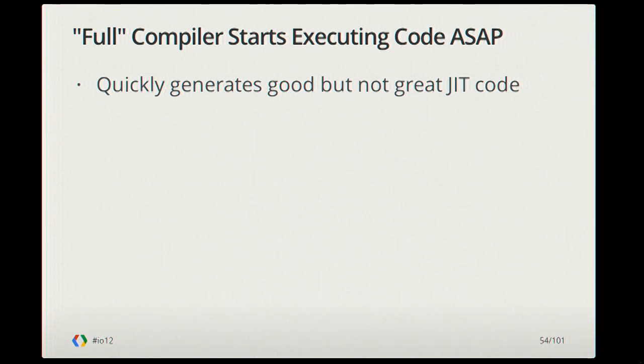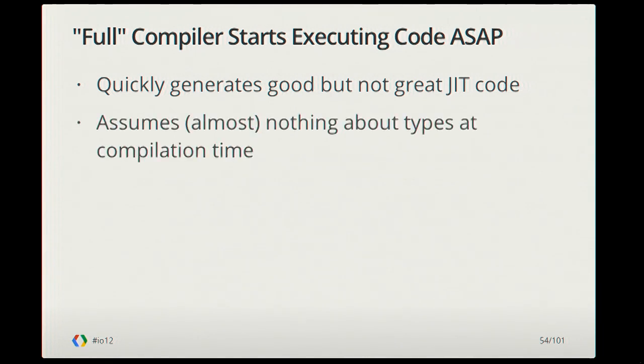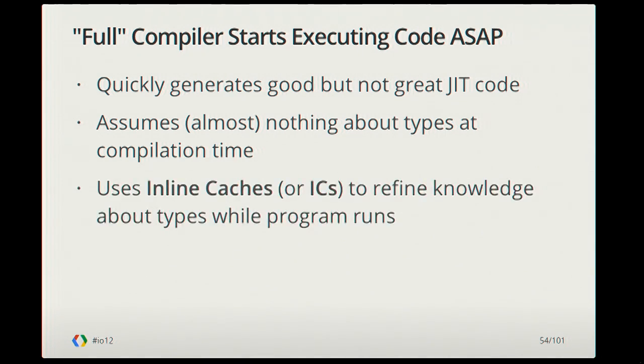The goal of the full compiler is to generate code quickly. I talked about before the fact that any time you spend compiling code is added to your execution time. So the full compiler's strategy is to get executing code as quickly as possible. It generates code that is just good enough. But because of that, it basically doesn't do any type analysis. It doesn't know anything about types. And the way that it solves the problem of implementing operations on different types efficiently is a technique called inline caching, or inline caches. And what inline caches do is they gather type information at runtime, and they optimize the code as you go. So you pay as you go.